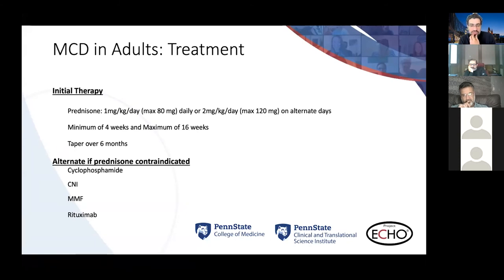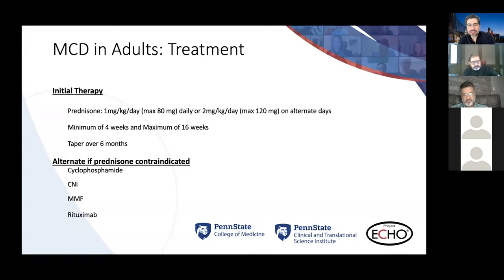Minimum therapy 4 weeks, maximum 16 weeks before you start the taper over 6 months. Alternatives, if prednisone, either you cannot use, side effects or contraindication, and I will go about some of the responses about cyclophosphamide, CNI, Cellcept, the mycophenolate mofetil, as well as rituximab.